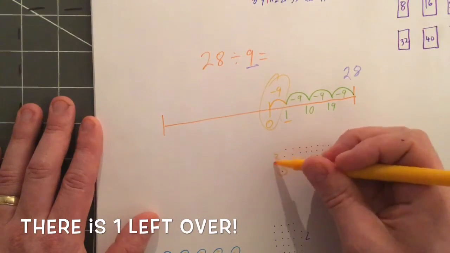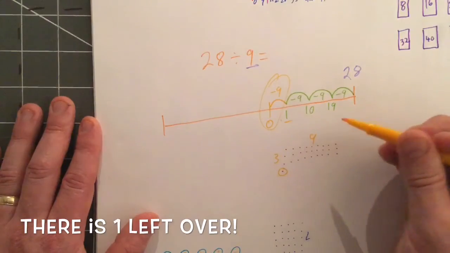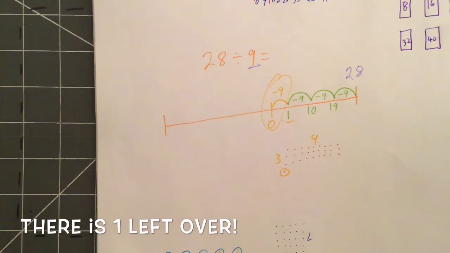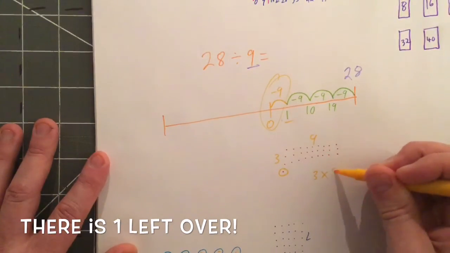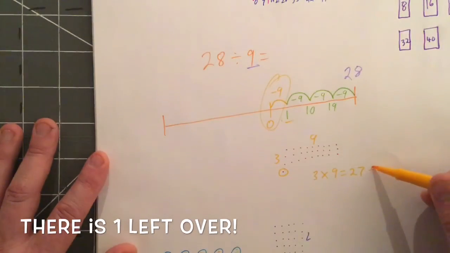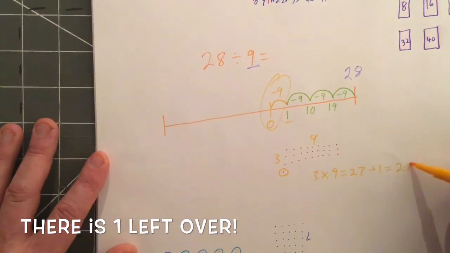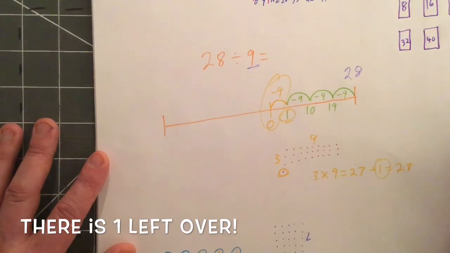How many do I have? Well, I've got 3 groups of 9. What is 3 times 9? It is 27. If 3 times 9 is 27, but I've got 28, I add 1 more, and that's going to get me to my answer of 28. That one is a remainder. It's what's left over.